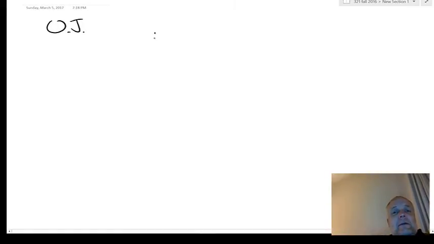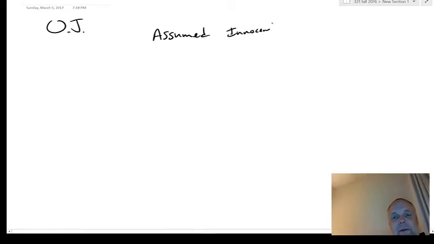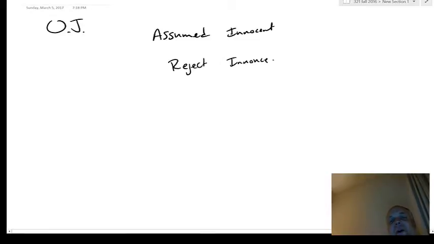We all have our opinions on OJ. He's guilty as sin. Anyway, we all have our opinions on the guy, okay? But when you go to court, okay, the whole idea is this: you are assumed innocent. That's the whole procedure. So we assume you're innocent, and then we have to quote unquote prove you're guilty. What we actually do is we reject your innocence. The idea is that we show enough evidence to say, no, you're wrong.